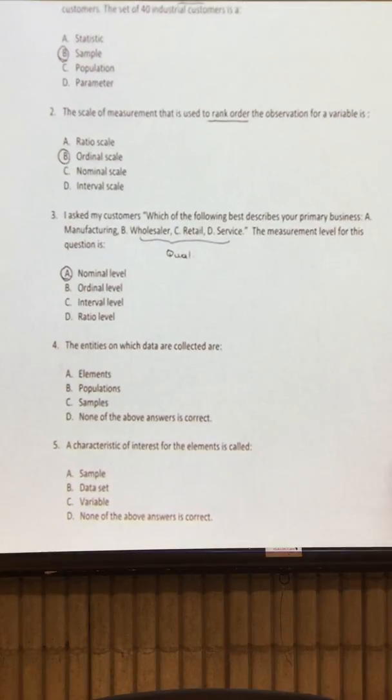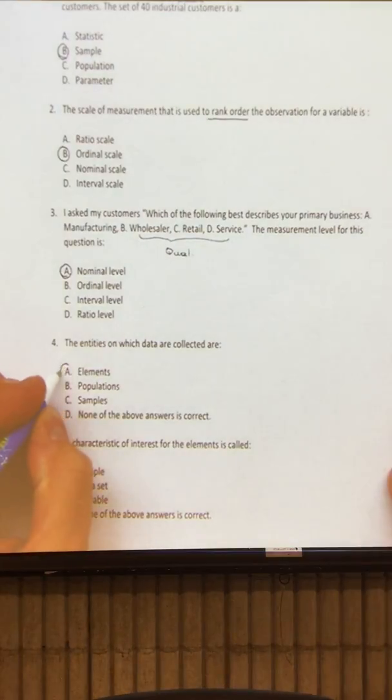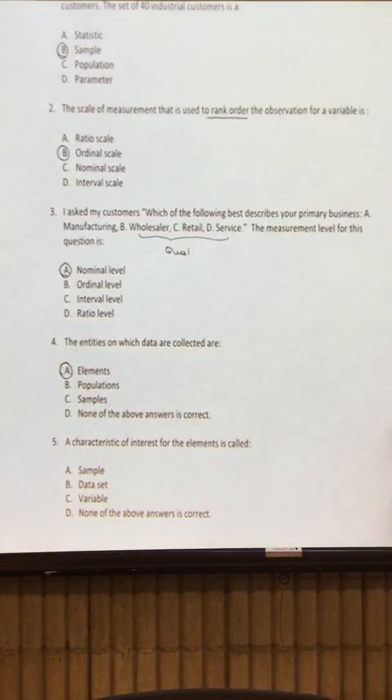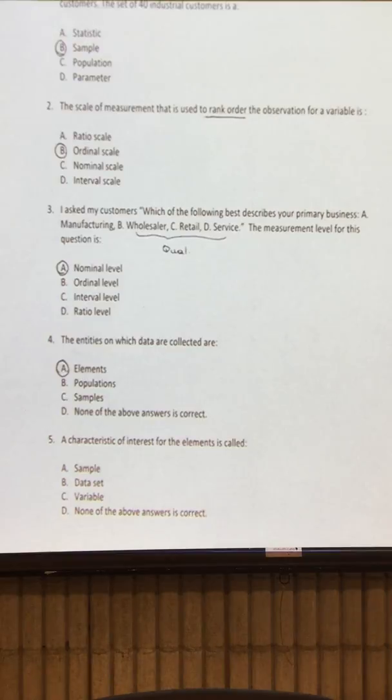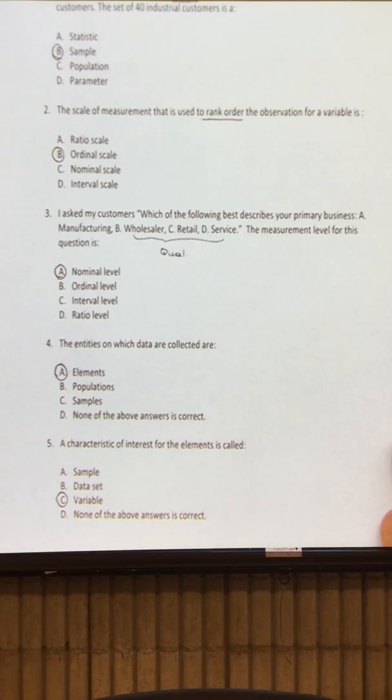Number 4, the entities on which data are collected. This is known as the elements. Number 5, a characteristic of interest for the elements is known as the variable. The last two came from the PowerPoint slides for chapter 1.